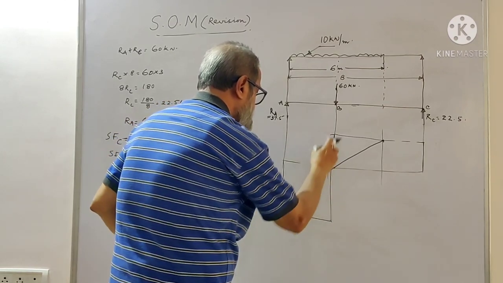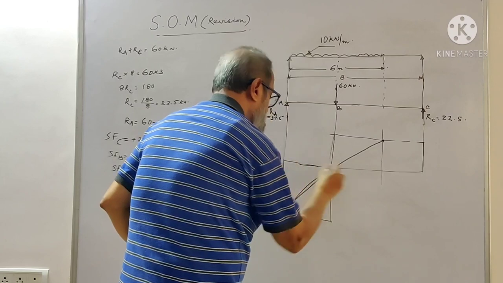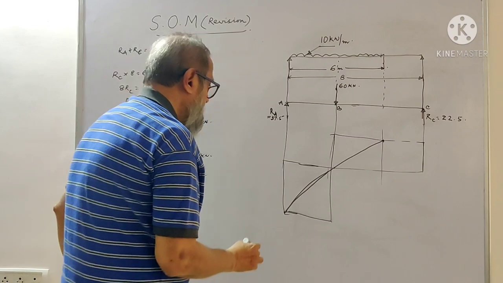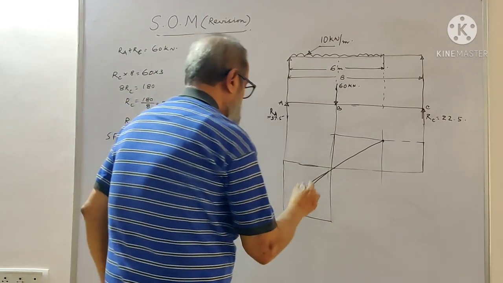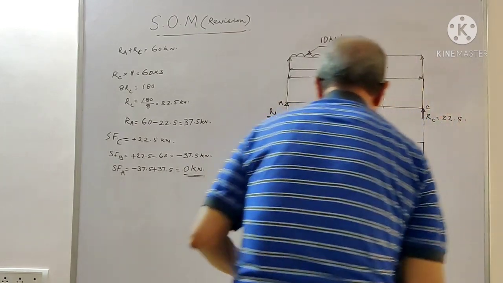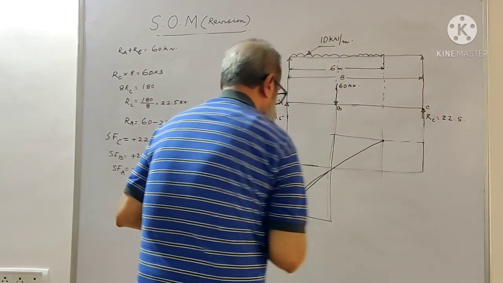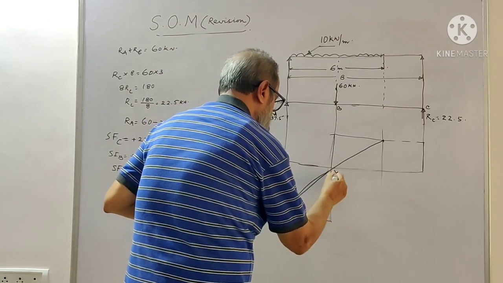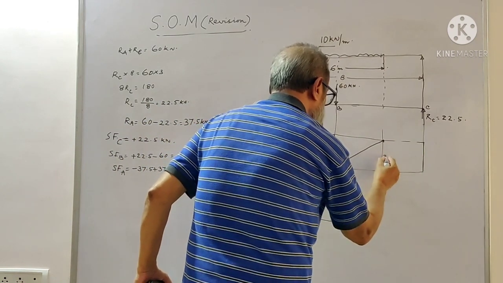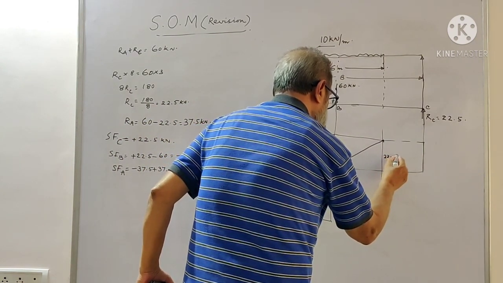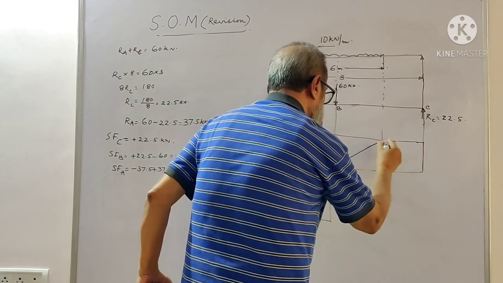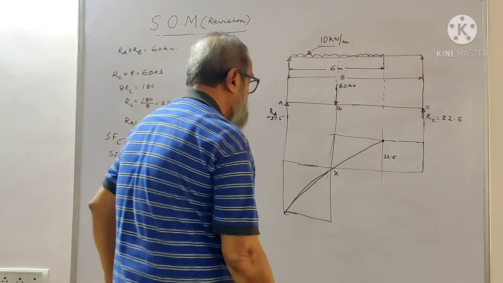Now, it is crossing this zero line at some point here. Where exactly it is crossing, I have to find out. I will call this point X. At this point, it is 22.5 shear force up to here. From this point to this point, it is 22.5 only.